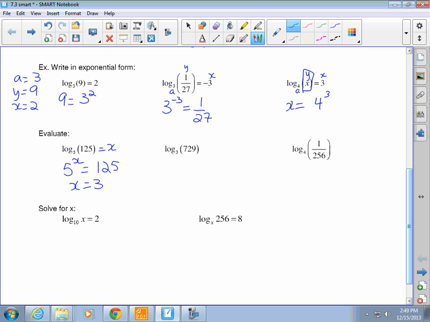So log base 3 of 729. So 3 to the power of what is equal to 729. This is my y, this is my a. I need to find my x. So your answer here is x is equal to 6.